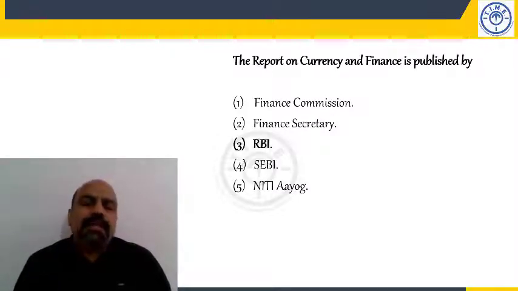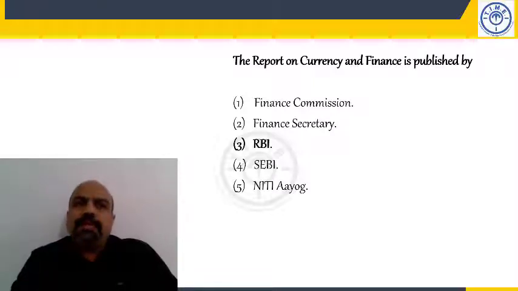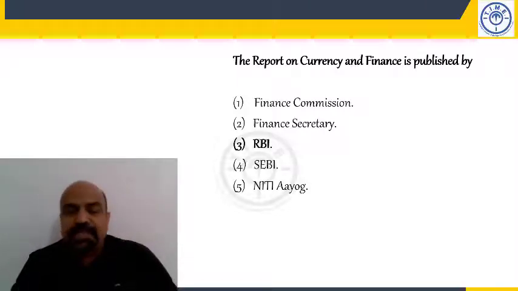Next, comprises one chairman and about four members, including a secretary of the Department of Finance. Normally, one secretary, it need not be the finance secretary, it could be the expenditure secretary. Normally, it is the expenditure secretary.